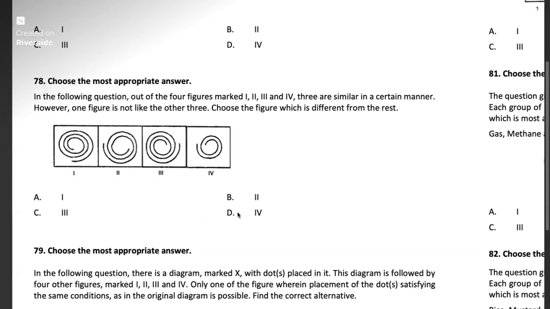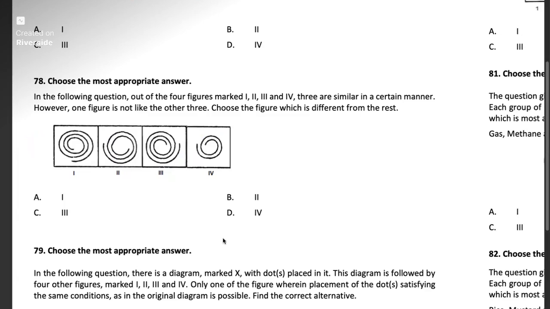Question number 78. What do you guys think? Option C, sir. Absolutely. Anybody who wants to disagree? The orientation is anti-clockwise, anti-clockwise, clockwise, anti-clockwise. So we have 3 as the answer for this particular question, which is different from the rest, to find the odd one out.